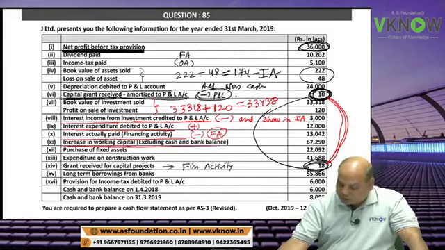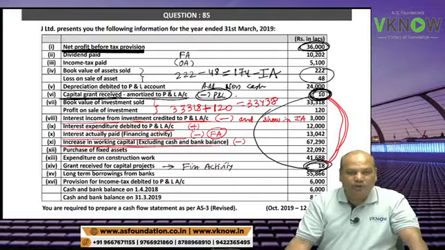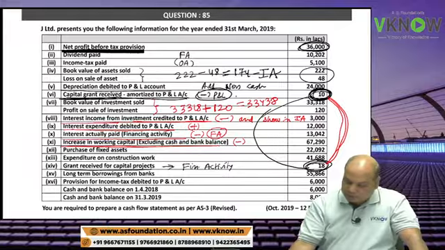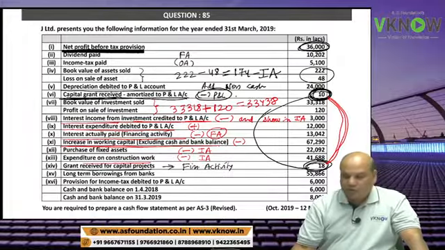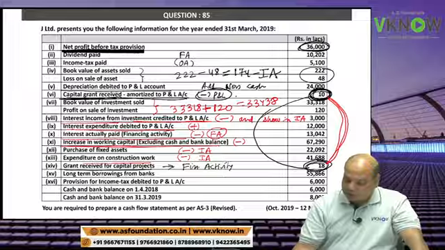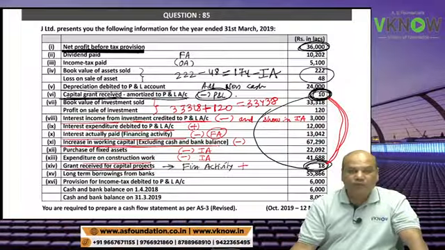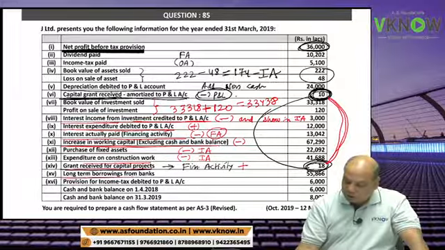Increase in working capital is a negative item in cash flow from operating activity. Purchase of fixed asset, negative item, investment activity. Expenditure on construction work, negative item, investment activity. Grant received for capital project, positive item, financing activity. Long term borrowing from bank, positive item, financing activity.